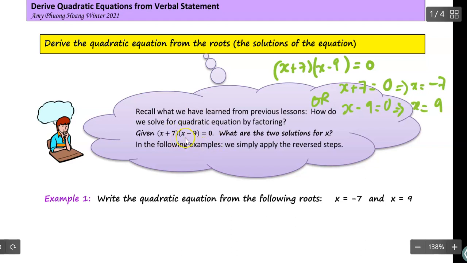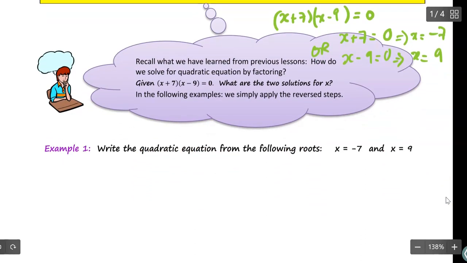So how do we derive a quadratic from the given solutions? In here I have x equal to minus 7 and x equal to 9. So what I have to do is write the quadratic equation from the following roots. It's actually very logical. I see here that I have x equal to minus 7. I'm going to turn this into an equation where the right hand side is equal to 0. So that means x plus 7 is equal to 0.